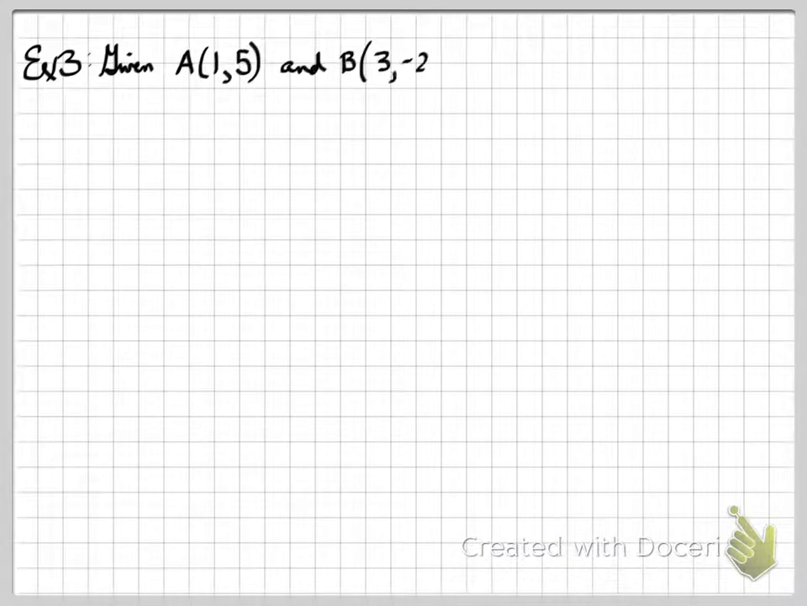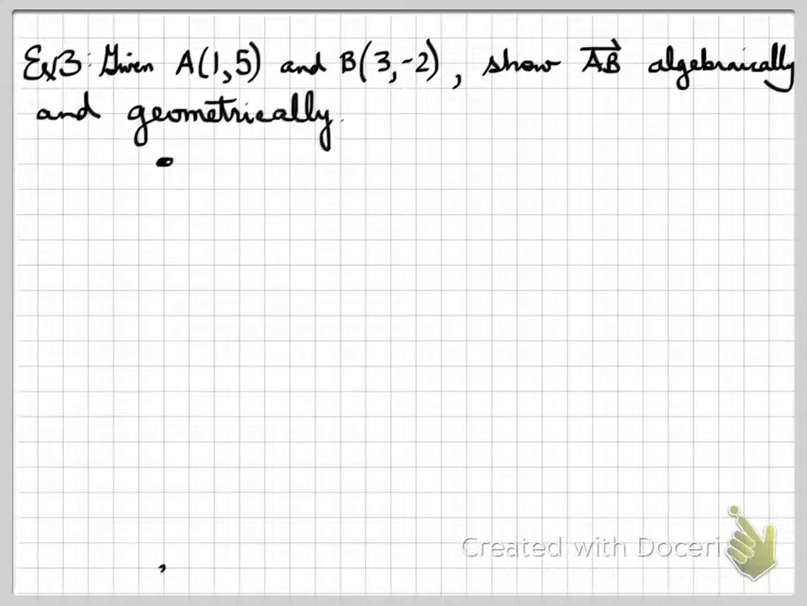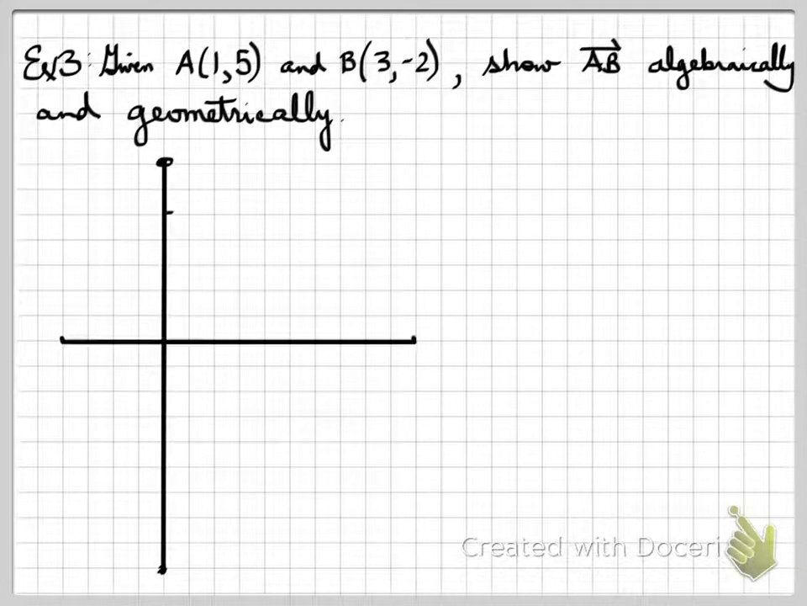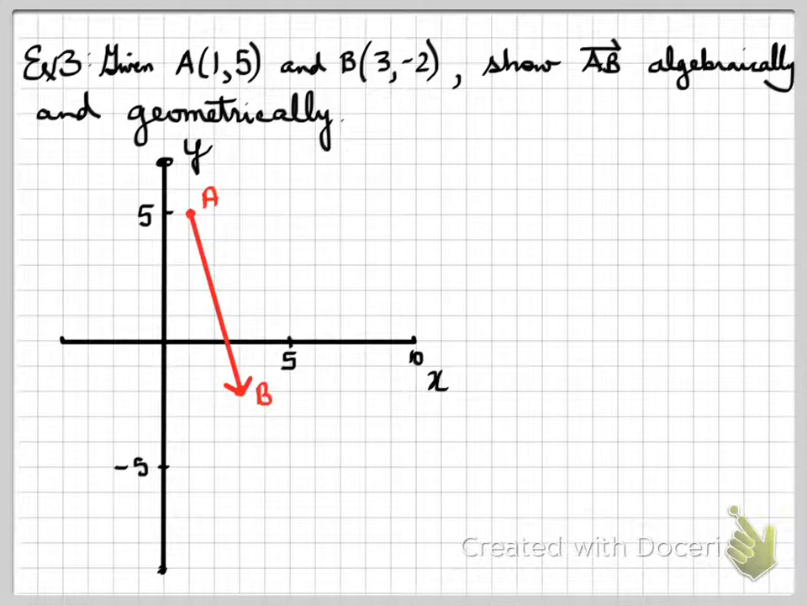You're asked to take A and B and show vector AB algebraically and geometrically. So let's find the vector. This is A, 1, 5, those are the coordinates. Notice the round brackets. B has coordinates 3, negative 2, and you're to take the vector AB. This is the vector A going to B, and that is the geometric representation.